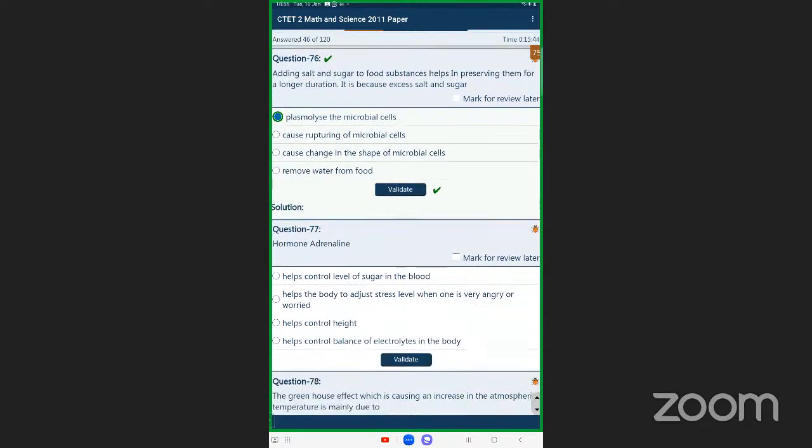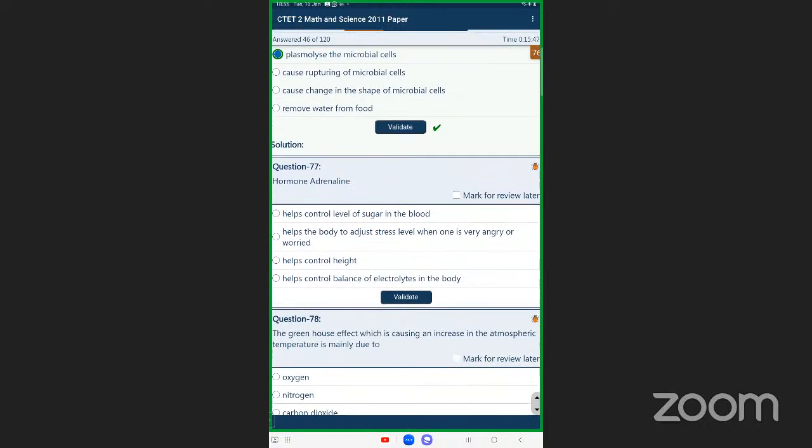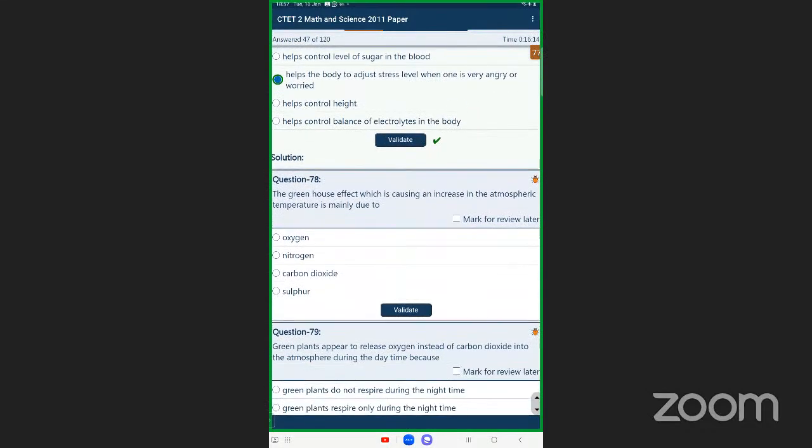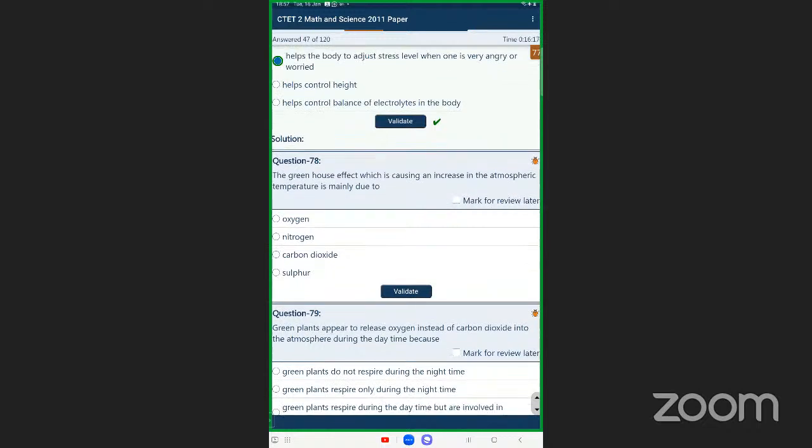Next one. Adding salt and sugar to food substances helps in preventing spoilage because it plasmolyzes the microbial cell. Option A. The hormone adrenaline helps in what, student? It controls sugar level in the blood, helps the body to adjust stress level when angry. Okay, so what can it be, the correct one, student, if we check? So it helps the body to adjust stress level when one is very angry or worried.